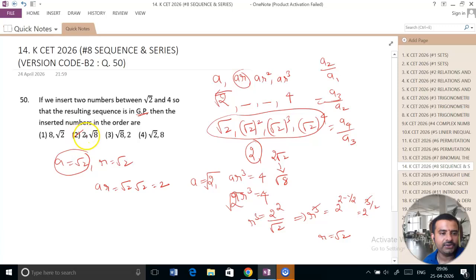So we have ar as 2, so we can directly take option 2, because we have only one option having second term as 2. And the third term ar square is equal to, a is root 2, so this is root 2 whole square, this becomes 2 root 2. So option 2 is the right answer for question number 50, version code B2.